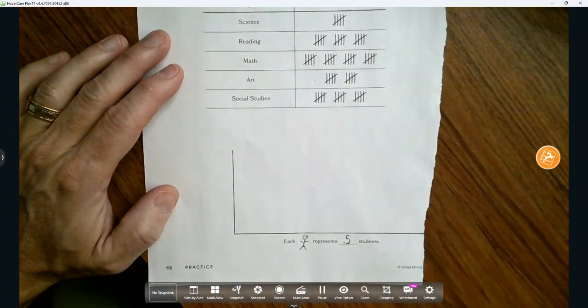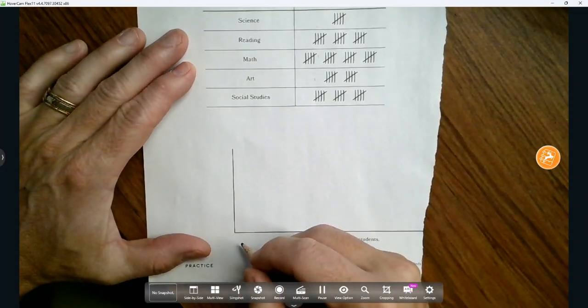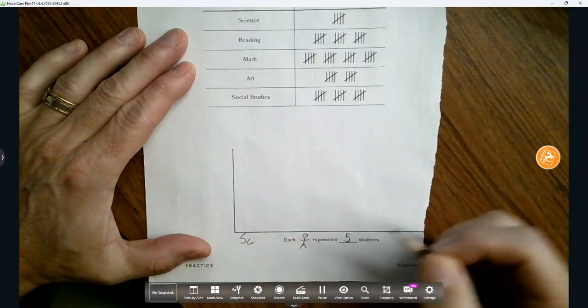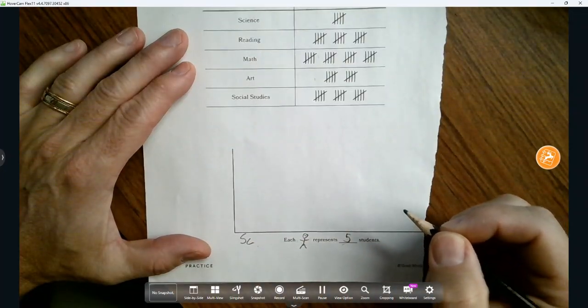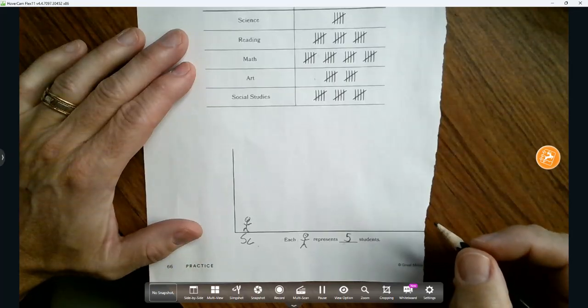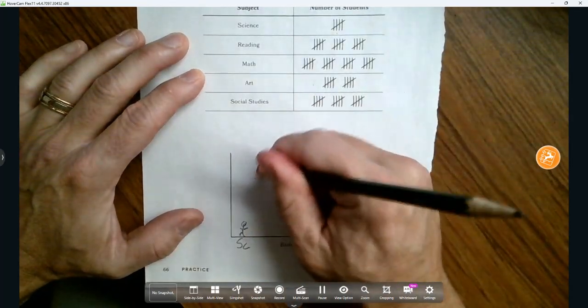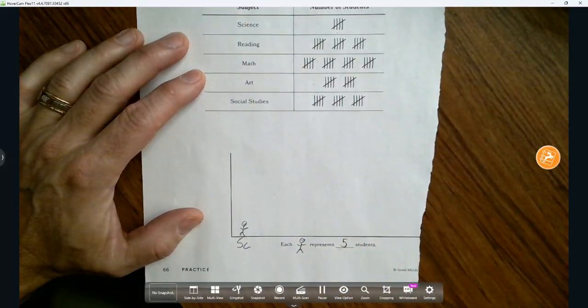All right. So then we just got to put the subjects. So you can put SC for science, right? If I'm showing science, that's all for science, right? There's 5 science. Oops, I drew one person. So that shows my science.